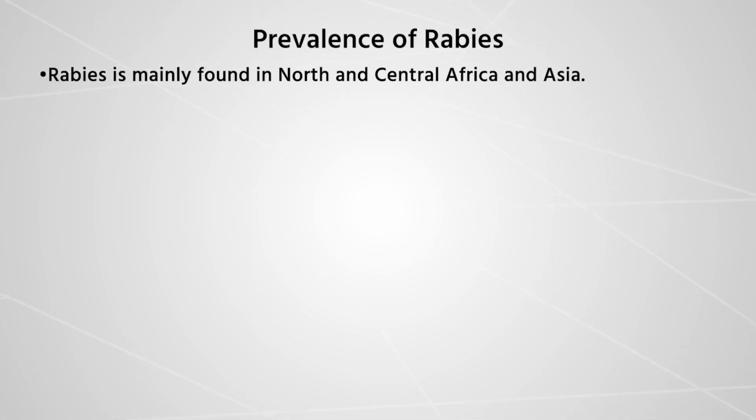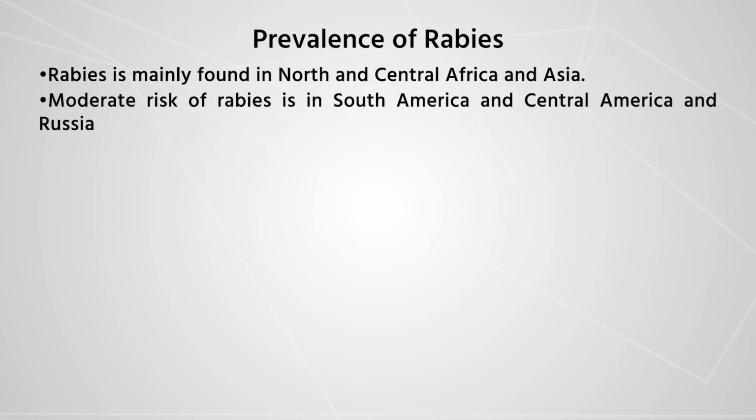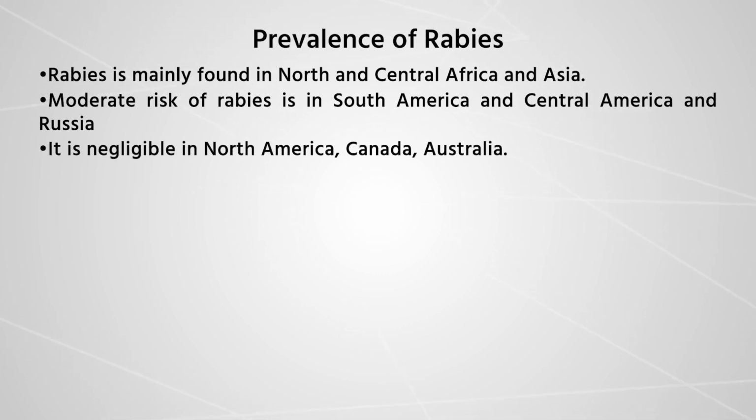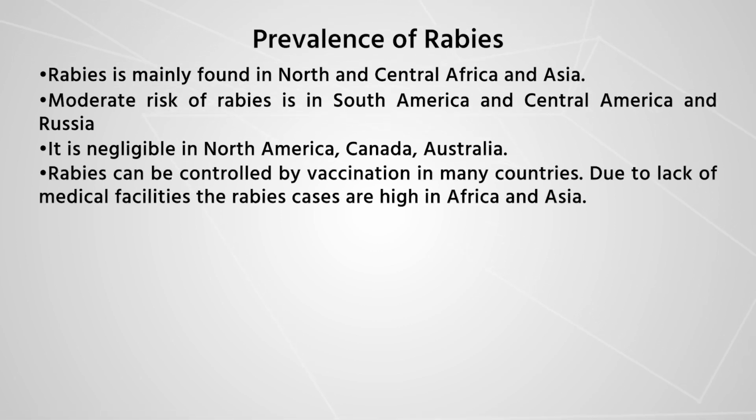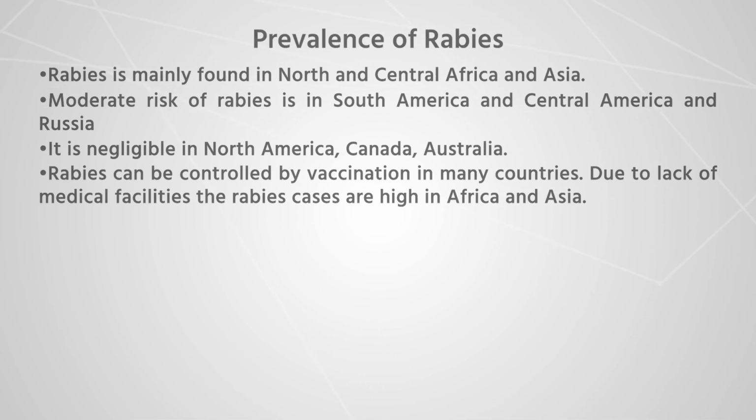Rabies is mainly found in North and Central Africa and Asia. Moderate risk of rabies is in South America, Central America and Russia. It is almost negligible in North America, Canada and Australia. Rabies can be controlled by vaccination in many countries. Due to lack of medical facilities, the rabies cases are very high in Africa and Asia.